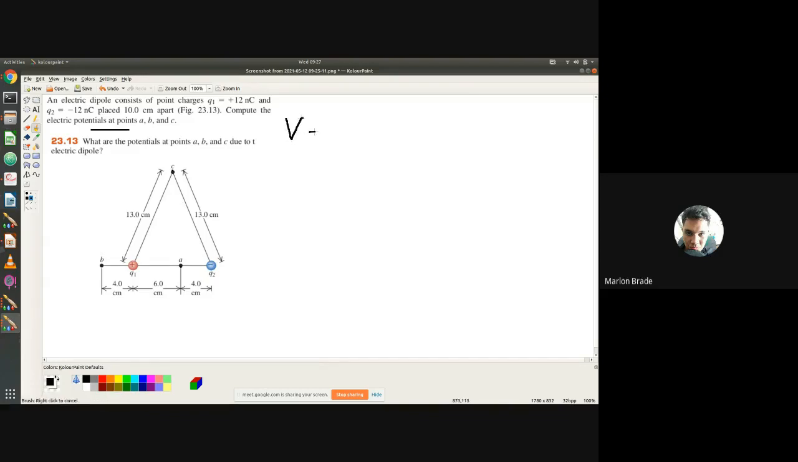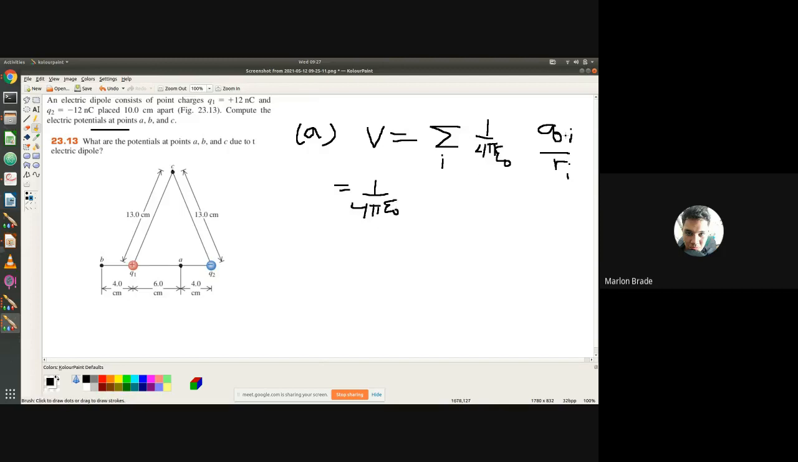So electric potential V. Let's start with letter A. What is the potential at point A? The potential is from the formula, the summation over i of 1 over 4 pi epsilon naught times Q sub i over R sub i. Right? So first the formula, 1 over 4 pi epsilon naught. What is Q sub i? How many charges are there? Two, right?